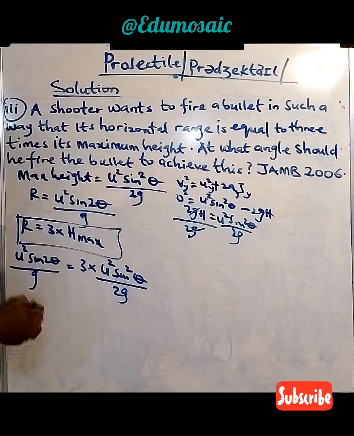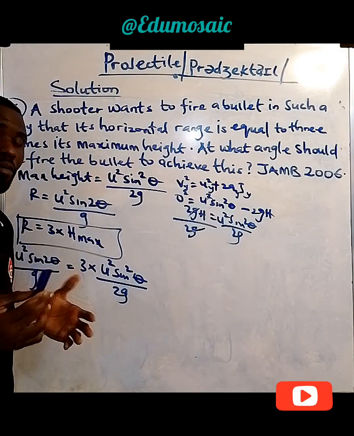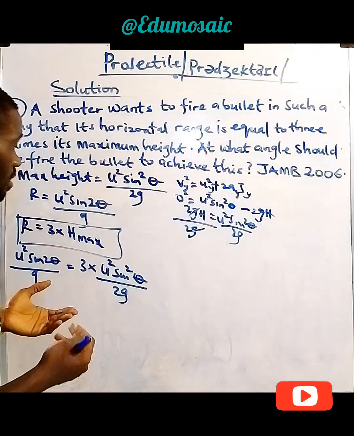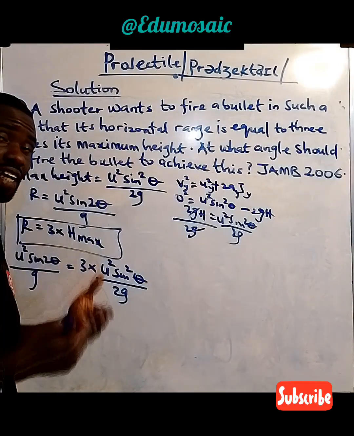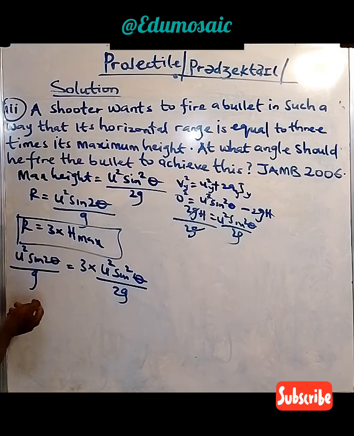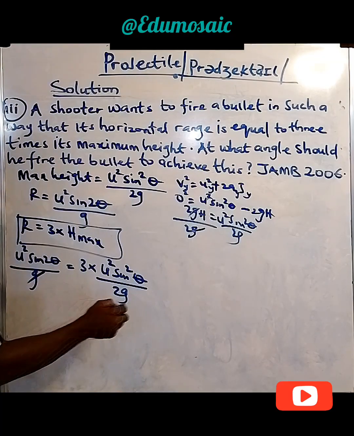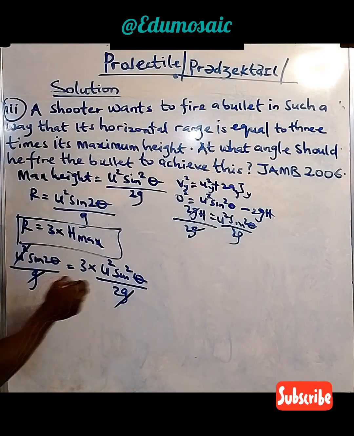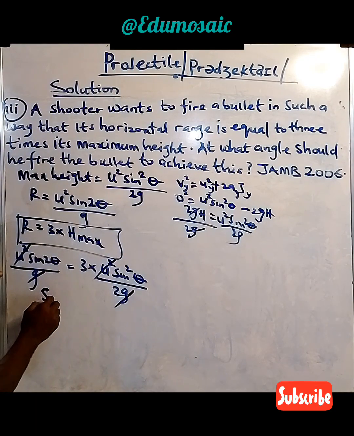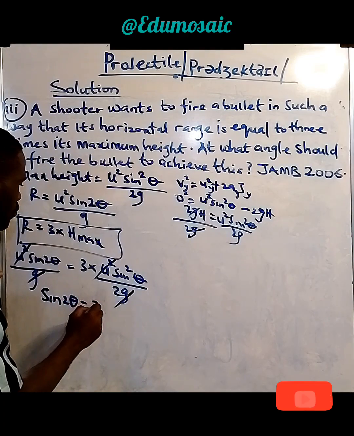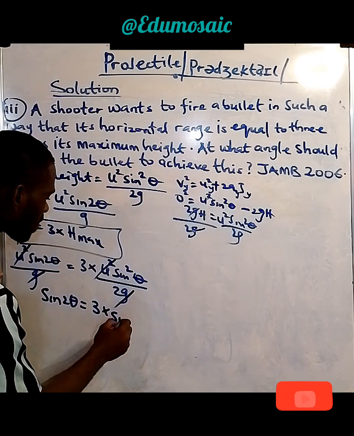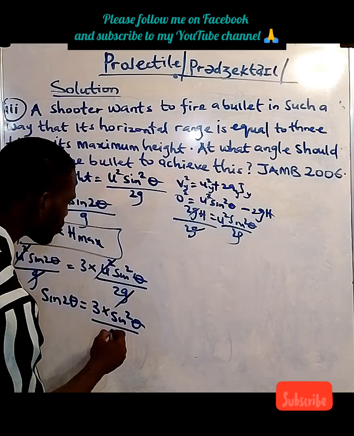Now, this is very simple. Before we carry on, it's very important for you to have the basic knowledge of trig identities. I said it in the previous lesson. If you don't understand trigonometry, to a large extent, you find it very hard to understand what we're about to do right now. So we have gravity on this other side. So gravity takes out gravity. Initial speed squared takes out initial speed squared. So what do we do next? The next thing we do is sine 2 theta equals, what do we have? We have a 3 right here times sine squared theta over just 2.